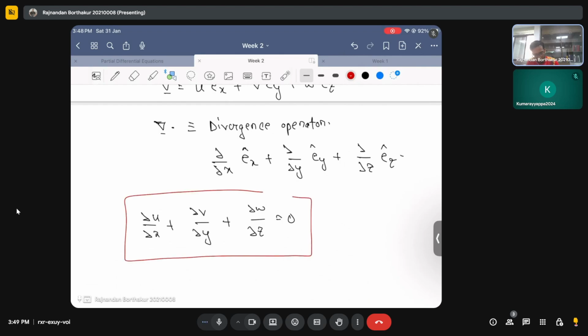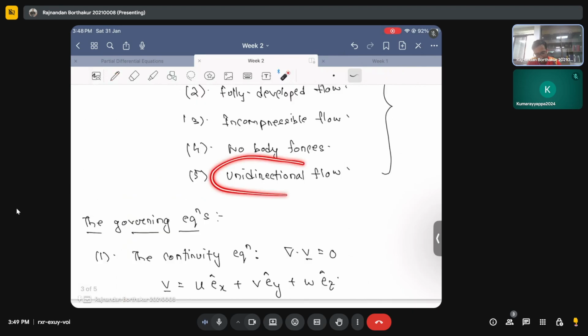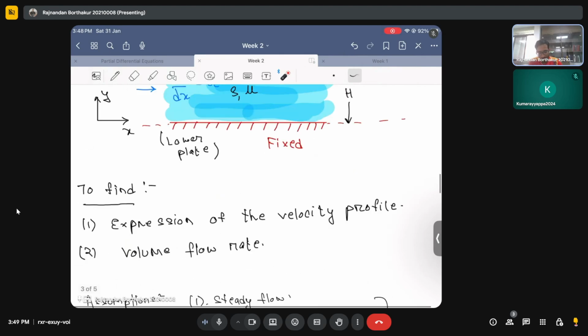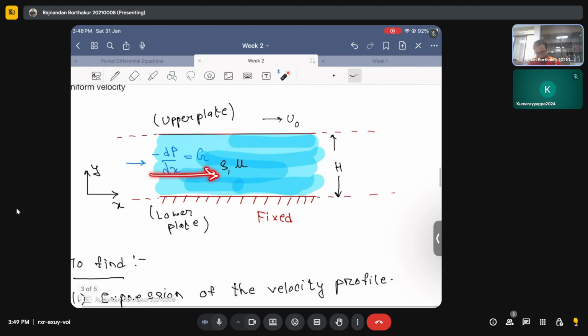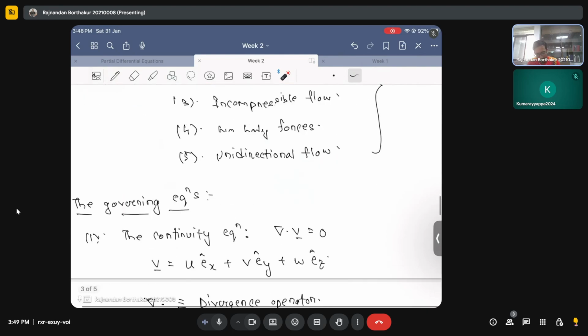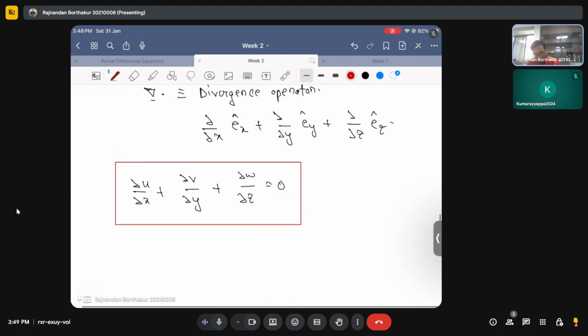But remember, we have to now use the second assumption, which is that it is just a unidirectional flow. That is, we just have a velocity field in one direction, and in this case, it is just the x direction. This is the consequence of the physical paradigm that we are given. Which then means that I will not have a y component of velocity, and I will not have a z component of velocity. This is a consequence of assuming that the flow is unidirectional.